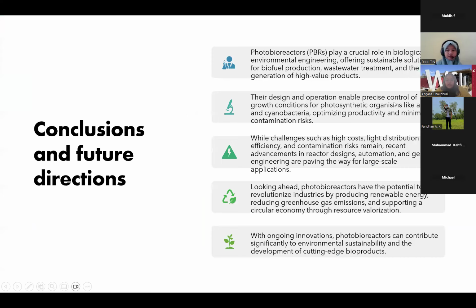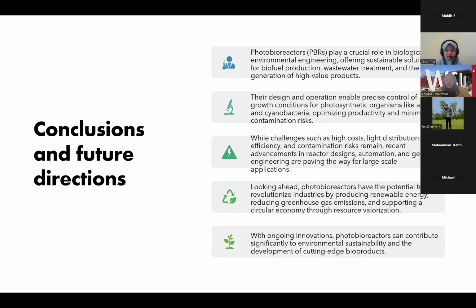So finally, coming to the conclusions and the future directions, we can say that these can be used for wastewater treatment and the generation of high value products, and their design and operation enables precise control of the growth conditions for photosynthetic organisms like algae and cyanobacteria. They also help in optimizing the productivity and minimizing the contamination risk. While challenges such as high cost, light distribution efficiency, and contamination risks remain, the recent advances in reactor design and automation help in providing a pathway for large scale applications.